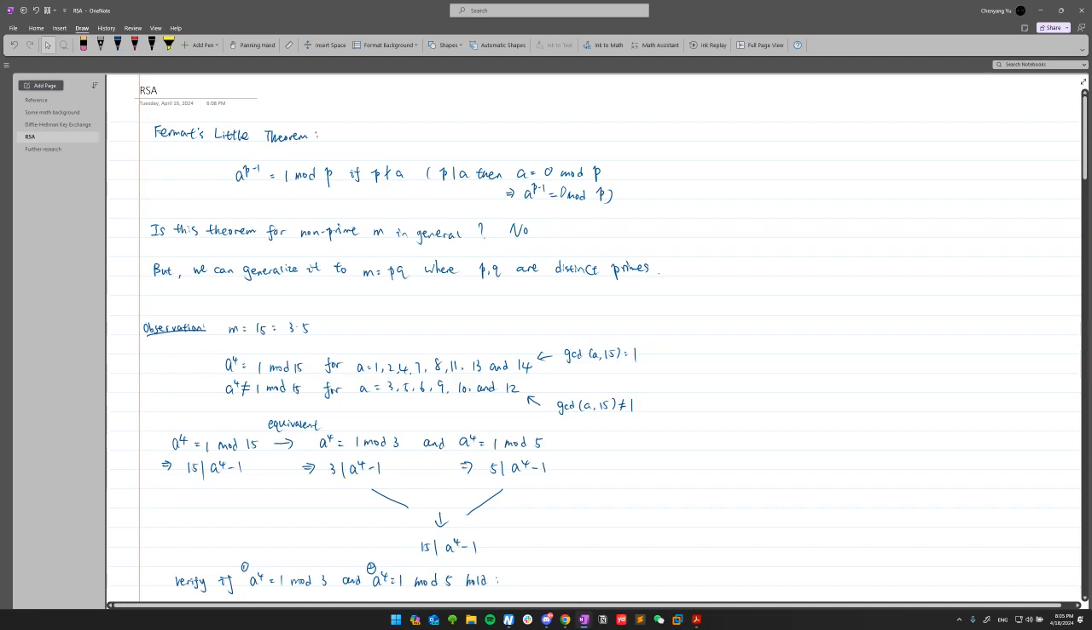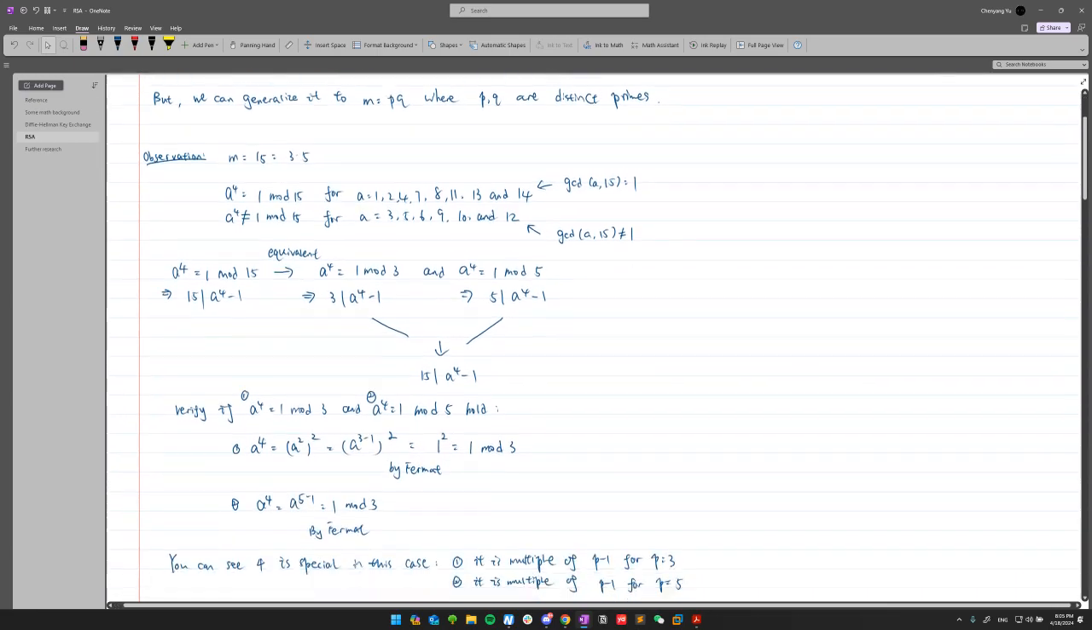So Fermat's little theorem is only for prime p, modulo p case. So is the theorem true for non-prime m, the composite m case? In general, the answer is no. But for learning RSA, we can generalize Fermat's little theorem to the case where m equals p times q, where they are two distinct primes.